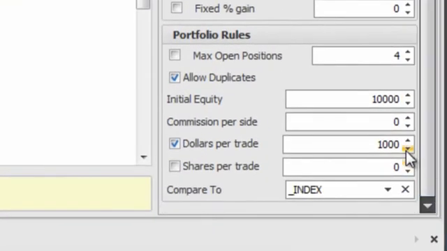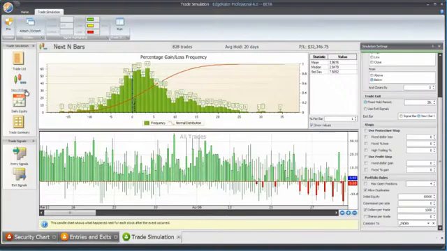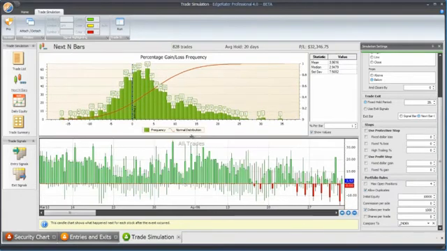Correct. The other useful stats that you can see if you go to this chart here, it shows you the statistical chart of how this strategy performed. And this takes a little bit to get your head around what's happening in this chart, but it is a very powerful view.